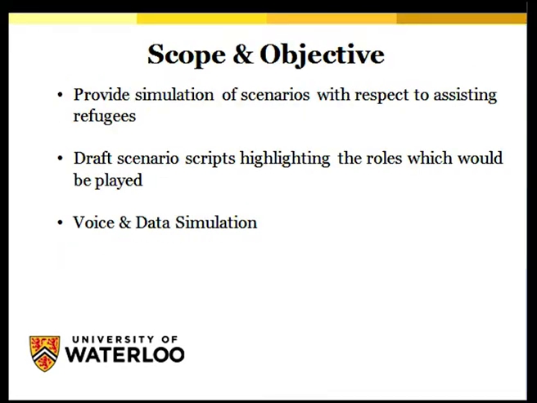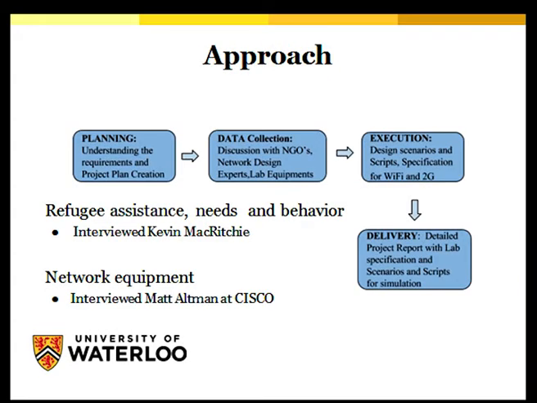The scope of this project is to provide 3 scenarios with respect to assisting refugees within refugee camps. We must also provide the means to simulate these scenarios. That would include any scripts or any equipment that would be used to run the simulation. The objective of this project is to provide a document with 3 fully detailed scenarios. The scenario would describe the roles that the user would be playing and the communication over the 2G network that would be communicated. The approach we took for this project started with the planning stage.